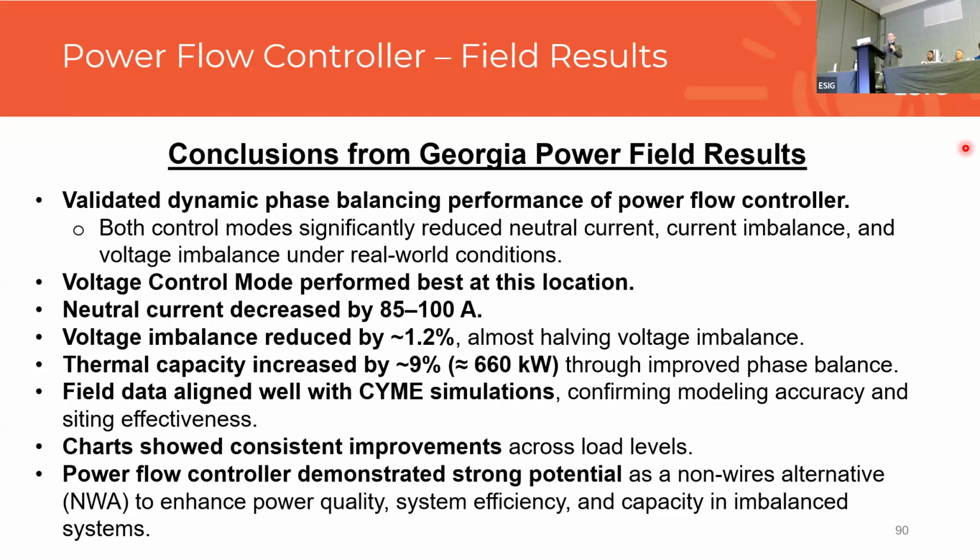The neutral current decrease, 85 to 100 amps. Voltage imbalance reduced by about 1.2%. Thermal capacity increased by about 9%. And that 660 kilowatts corresponds to approximately the 45 amps per phase rating of the device. So it's 133 total, but about 45 amps per phase. And it helped up to that limit. And the performance was very similar to what we saw in our SIME simulations, which validated that the simulations are a good approximation of what is happening out in the field, which always gives that warm, fuzzy feeling.